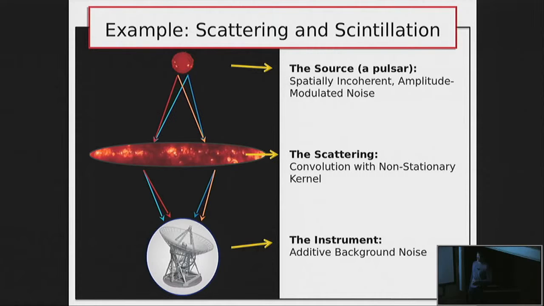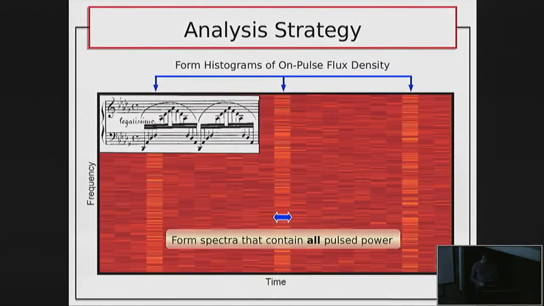And so they're changing quickly. You have this random scattering, and then you have your instrument, which is adding background noise and so forth. So it's a very, very complex problem. And we'd like to understand this in the simplest way possible. So to get to universal statistics, we analyze the data in kind of a funny way.